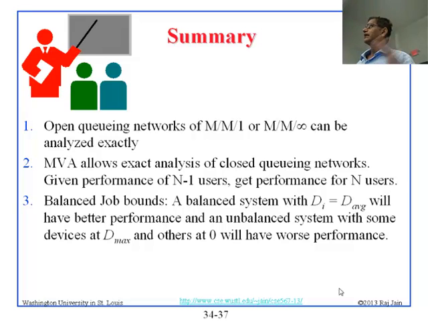First we did the exact analysis of the serial queue, then we did MVA, which is for closed networks. And then we said that given the performance for n-1 users, you can get it for n. So we do row by row, find out the Q for n-1, and then go to n. That was it. And then finally, we did the balanced job bounds. In the balanced job bounds, we find 2 systems, one with D average and one with D max. And then we write down the performance for those.